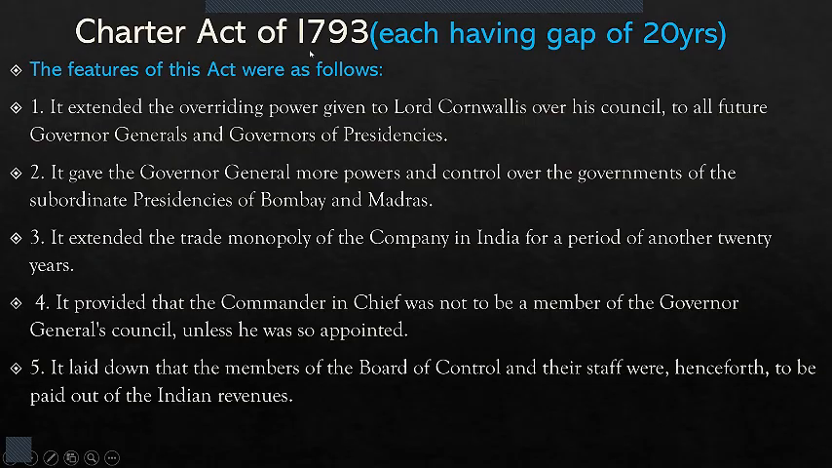Okay, so the first Charter Act of 1793 has features as follows. It extended the overriding power given to Lord Cornwallis over his council to all future governor generals and governors of presidencies. Like in the previous act, we saw that Lord Cornwallis wanted overriding power over his council. So this was then further extended to the future governor generals and governors of presidencies.